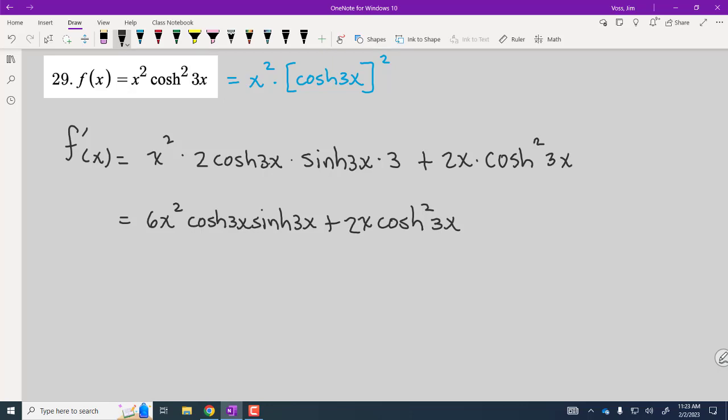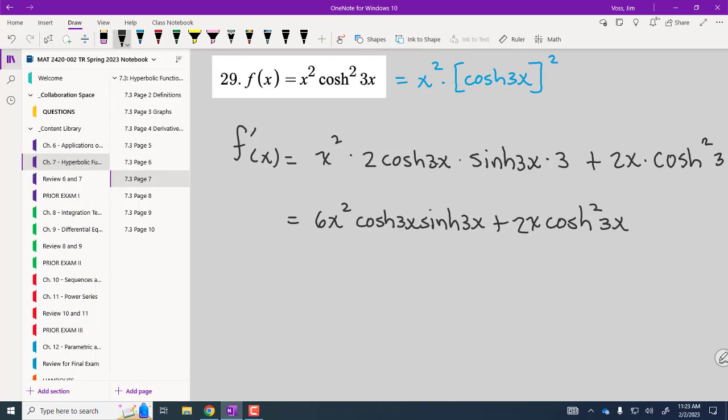Any issues with chain rule, product rule? All coming back? Yeah. Good, good, good. All right.